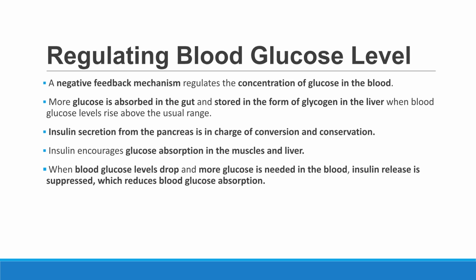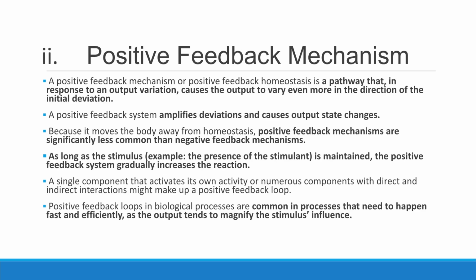Blood glucose levels are regulated by negative feedback. High glucose triggers insulin secretion, promoting glucose storage. When levels drop, insulin release is suppressed, reducing glucose absorption. A positive feedback mechanism amplifies an output variation in the direction of the initial deviation.